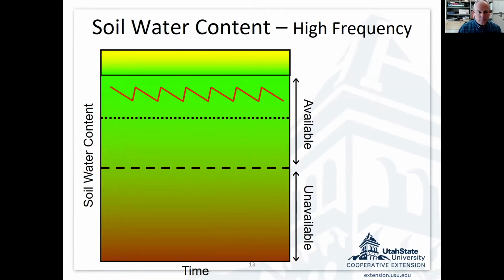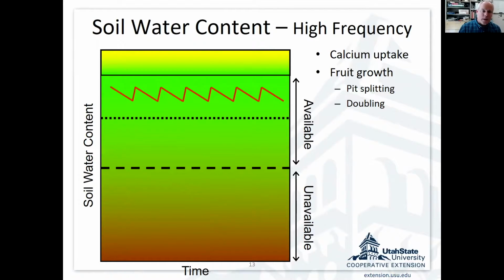So that's really more ideal, particularly when we think about pit splitting, doubling, calcium uptake, all these potential disorders that we might run into. A more consistent soil moisture level tends to work better for that.